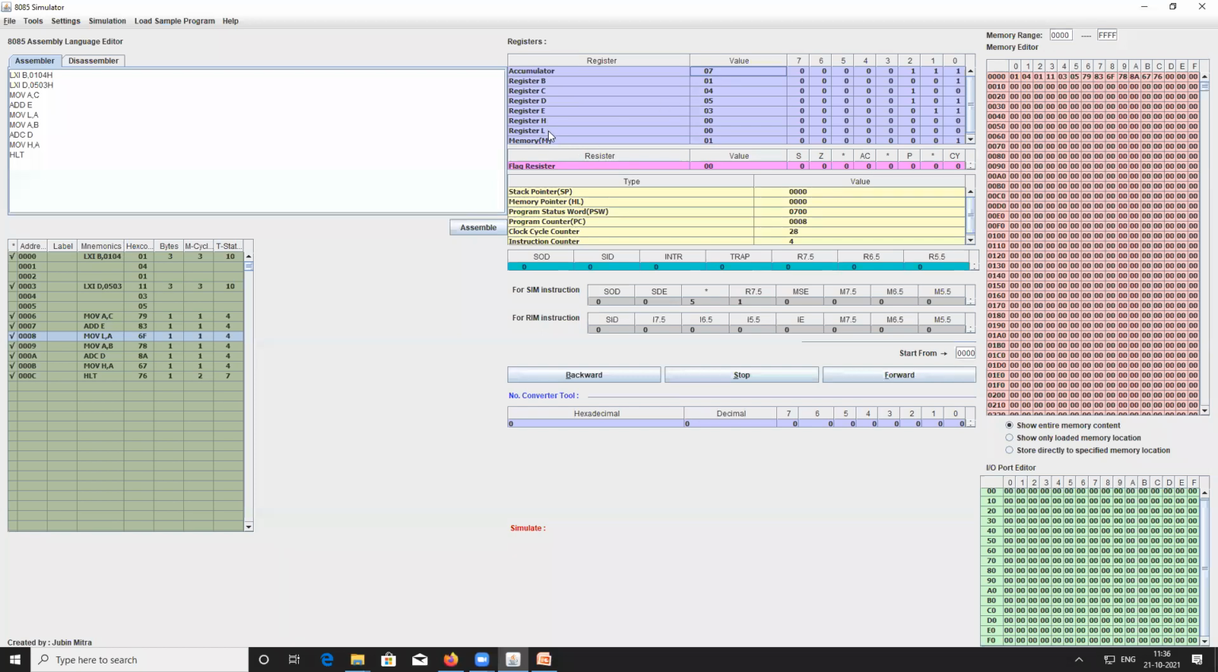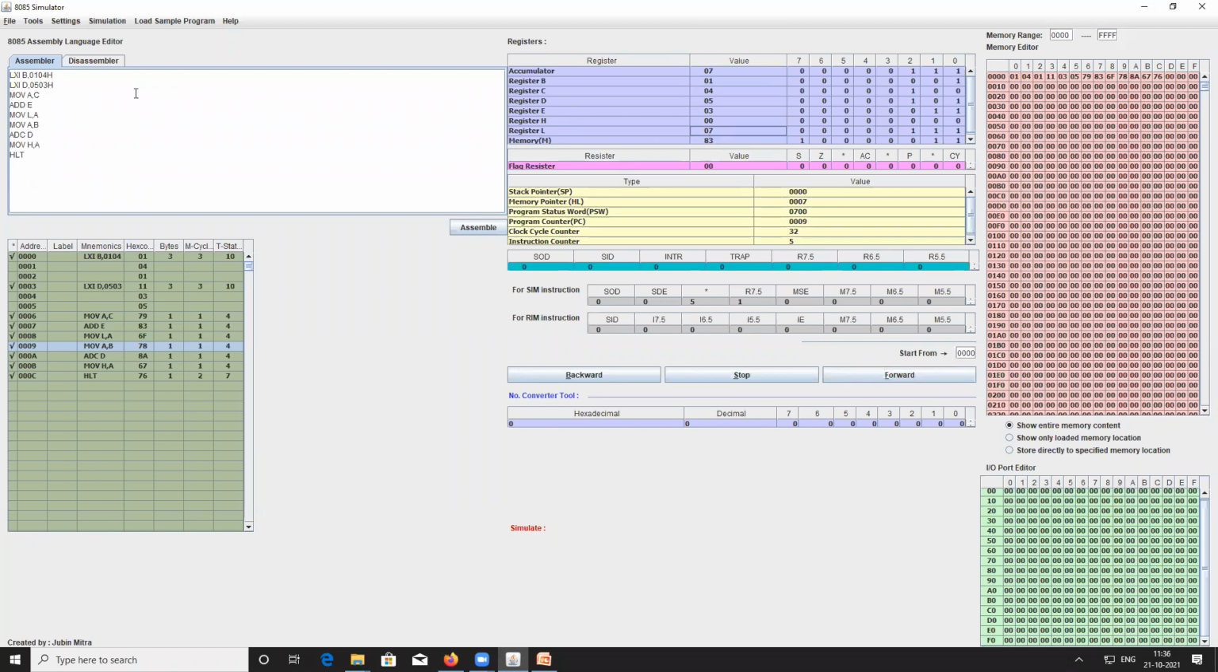So H contains the higher byte, L contains the lower byte. So lower byte value 07. You transfer this value to L. So here I am giving the instruction MOV A, L. So A contains the value 07 and it is transferred to L. So L will be 07.